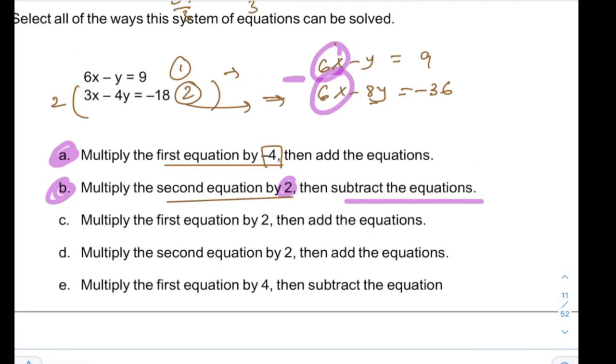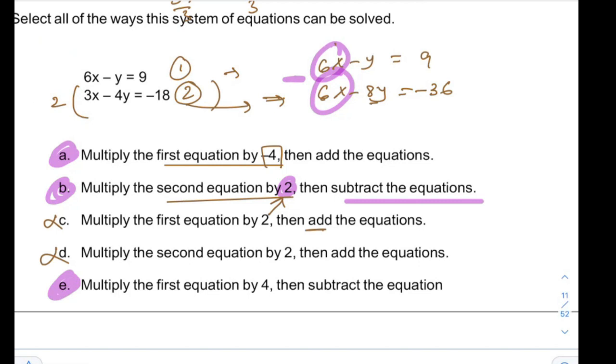Let's see part C. Multiply the first equation by 2, which is the same as what he did here, then add. Of course, it will not work. If you add, you will not eliminate anything here. So this is not true. D, multiply the second equation by 2, then add the equations. If you multiply the second equation by 2, this is the one that we have. It will not work as well. You can try.